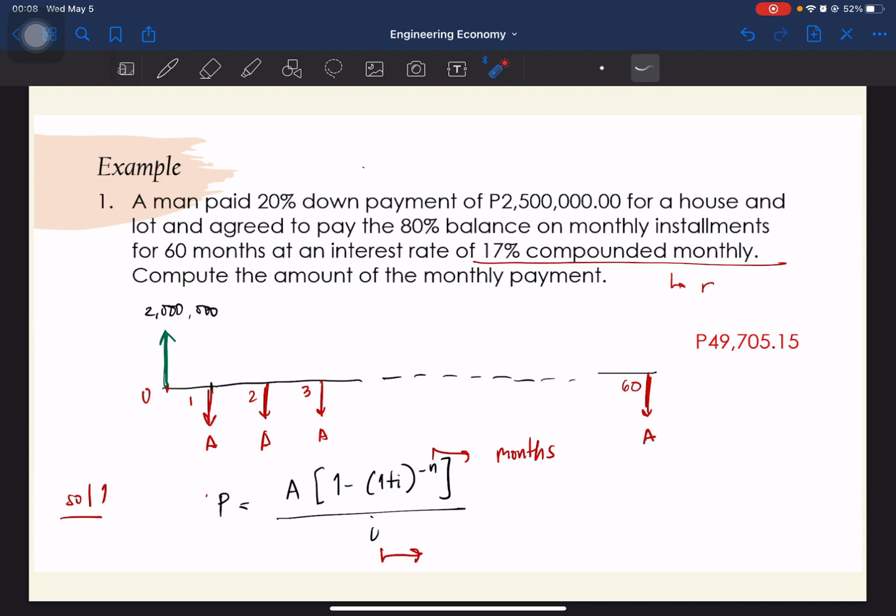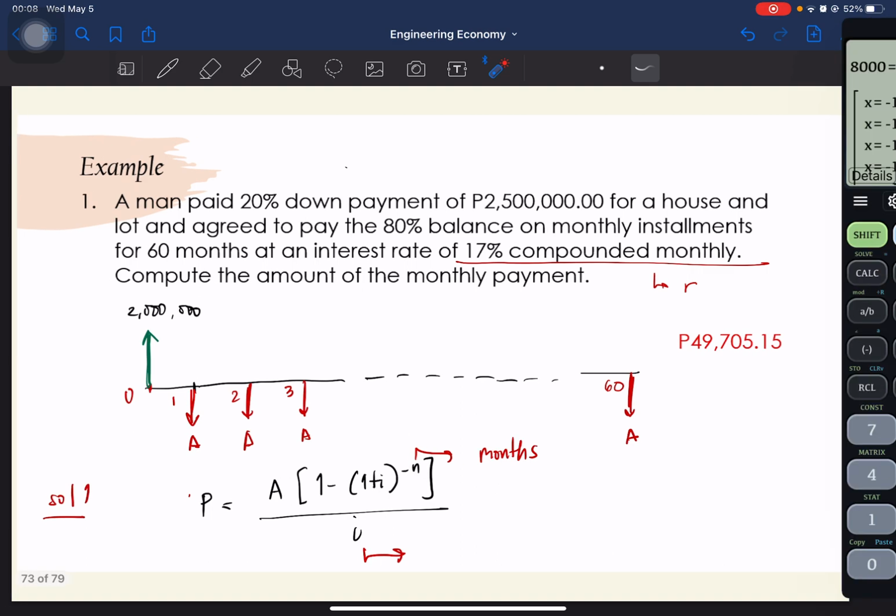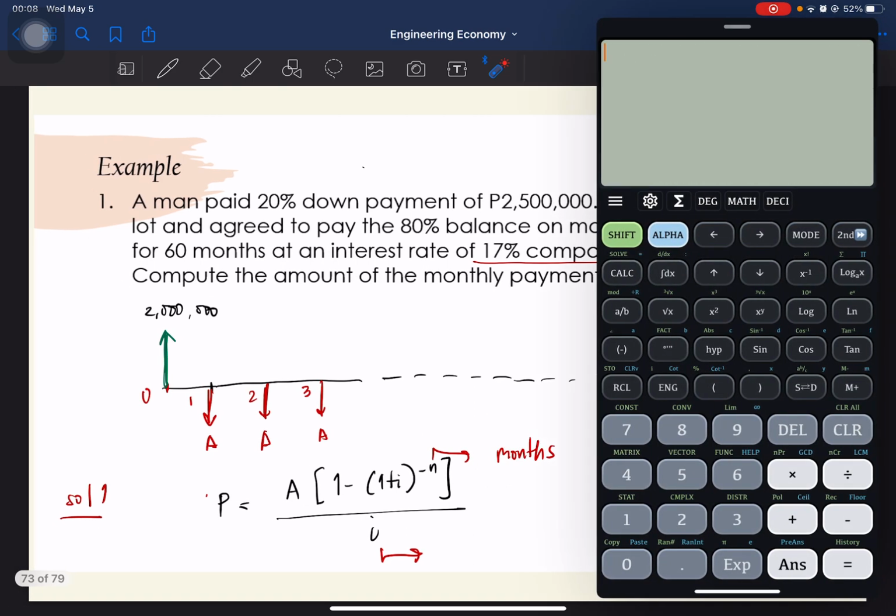And yung I ko rito is compounding factor o yung interest rate ko kada buwan. Since I have 17% compounded monthly, okay? Ilang percent yan kada buwan? Tama ba? Di ba hati-hatiin yan sa 12? So that's 0.17 divided by 12. So that's 1.42.